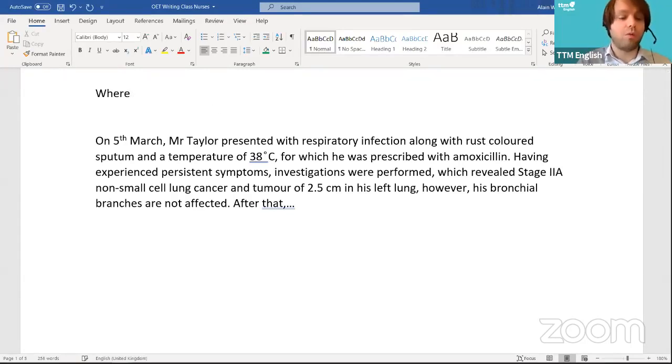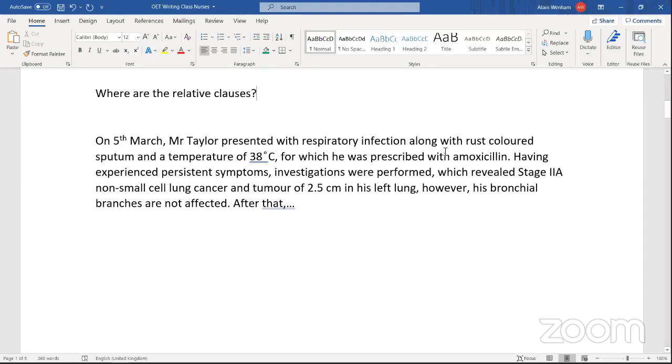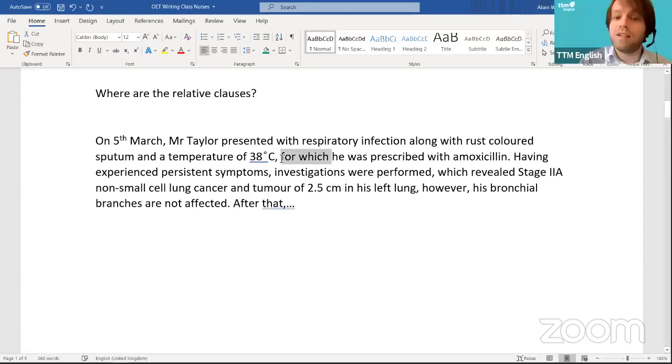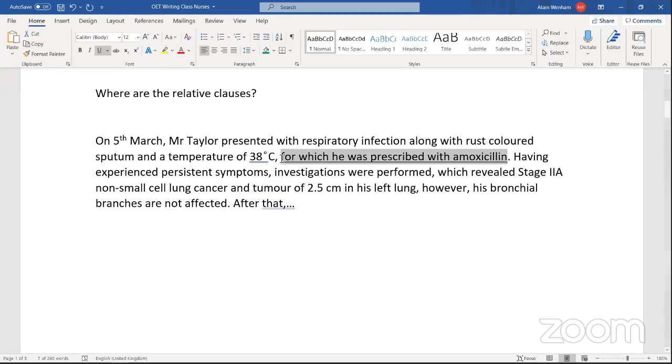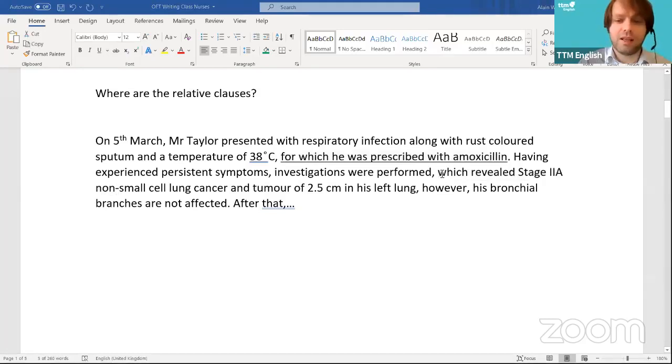You all should know what a relative clause is. So where are the relative clauses? Go on. We've got, I guess this is kind of a relative clause, isn't it? That's one. With the amoxicillin. Oh, yeah, and there's one more. There we go. Okay.